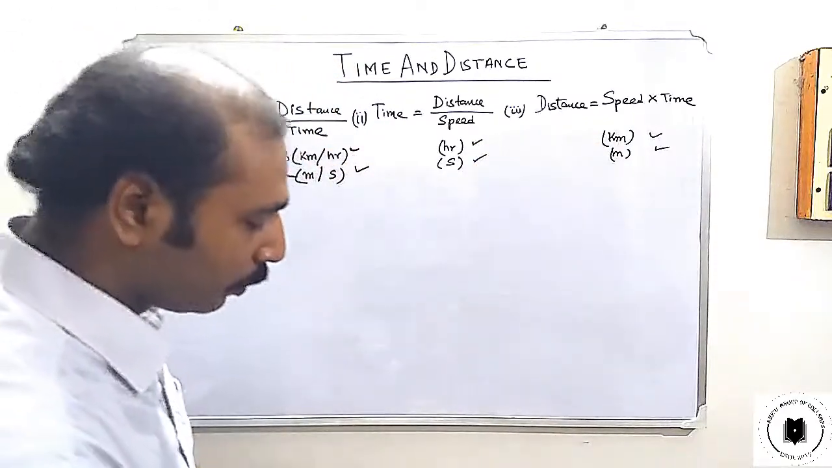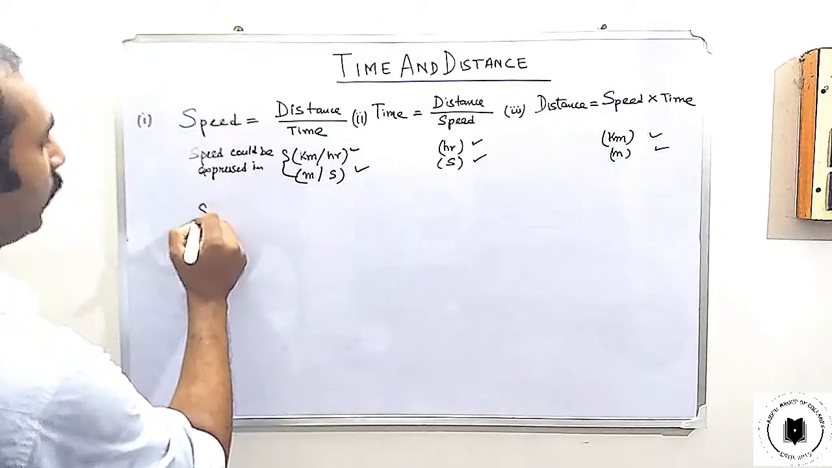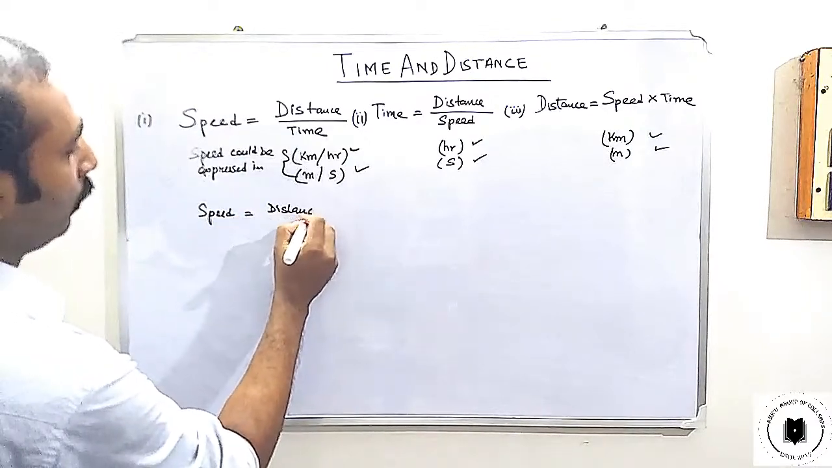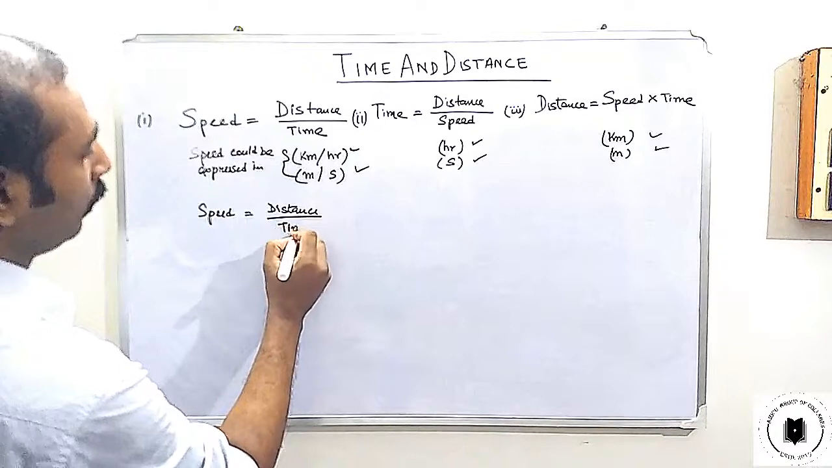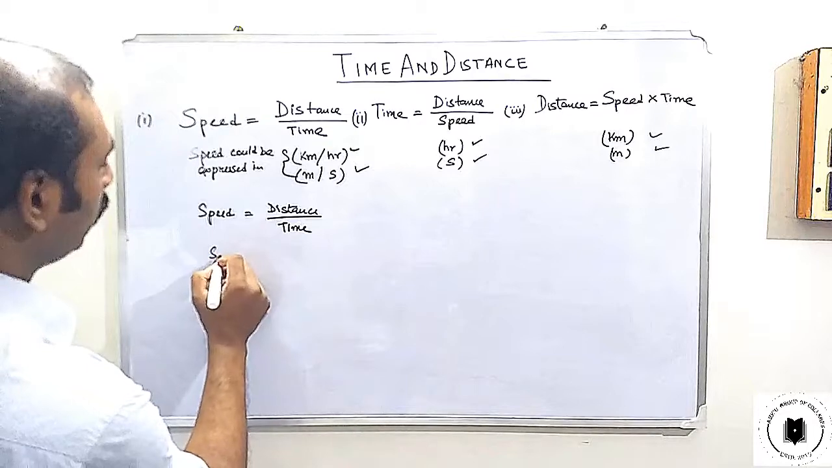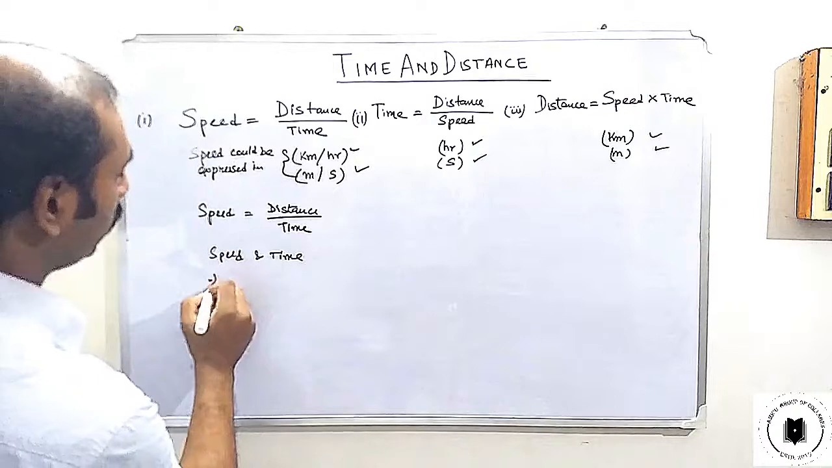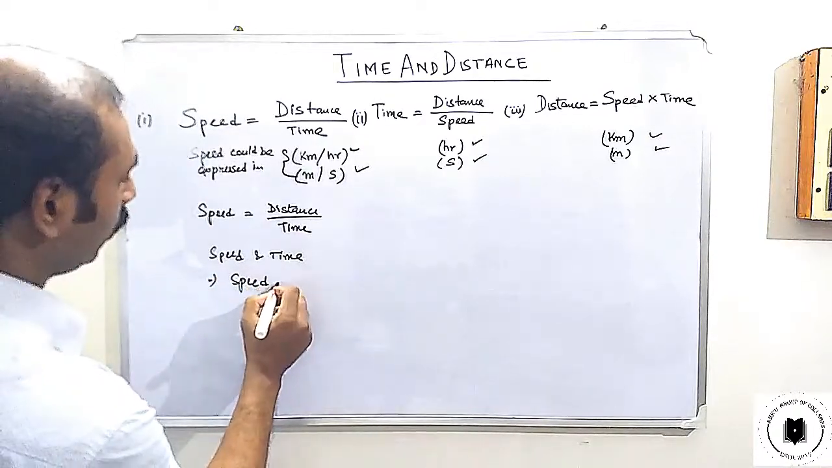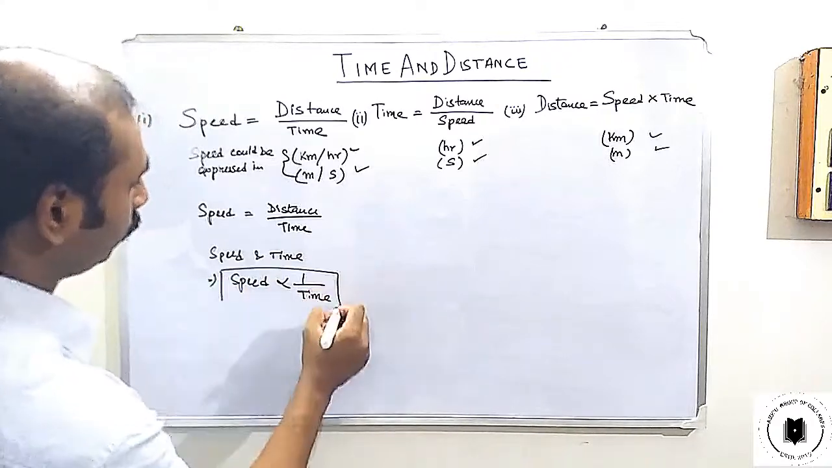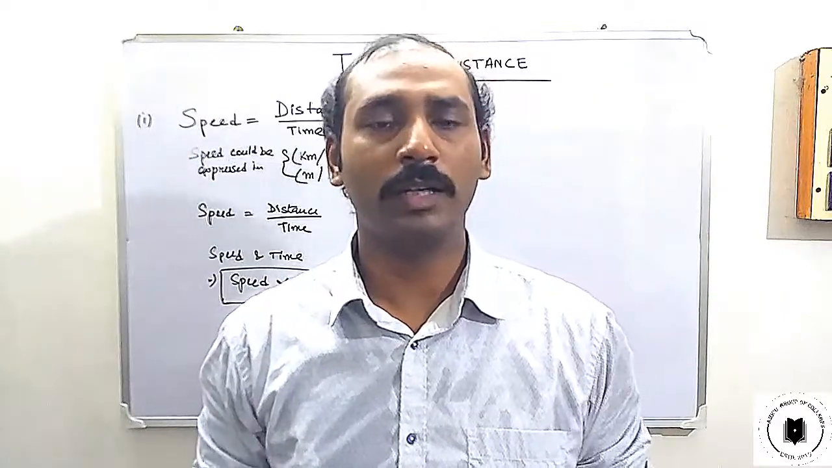Now one thing to notice over here, from this expression, we can say there is a relation between speed and time. What is it? Speed is inversely proportional to time. This is very important. Now let us discuss some more important topics regarding time and distance.